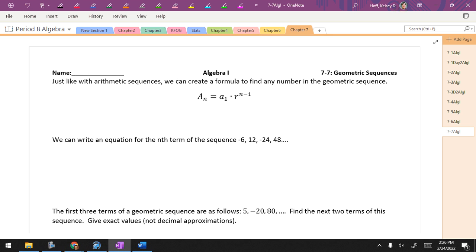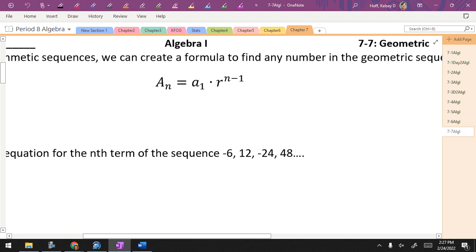Arithmetic sequences, what was our common difference? Remember that? We add 7, add 7, add 7, add 7, or subtract 2, subtract 2, subtract 2. So geometric sequences are when you multiply by the same number over and over. Instead of adding the same number, you multiply by the same number. So here's another formula you have to memorize.